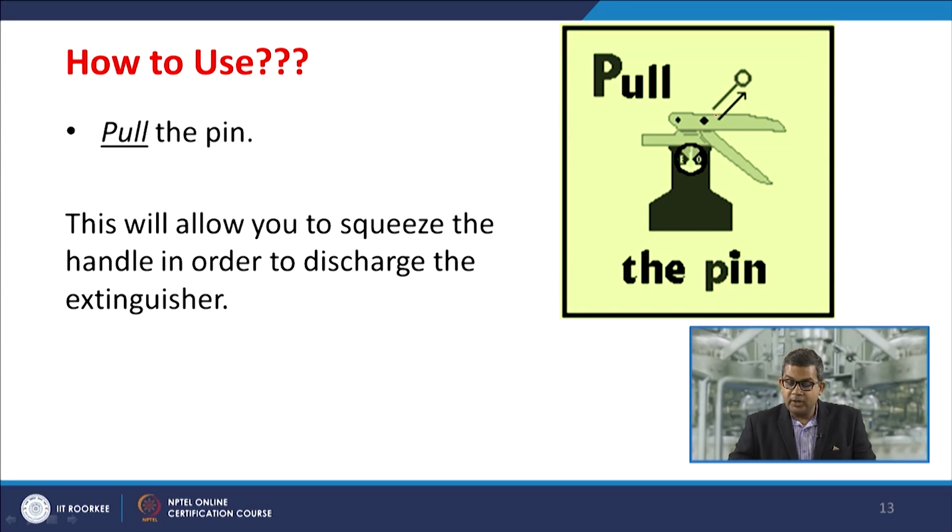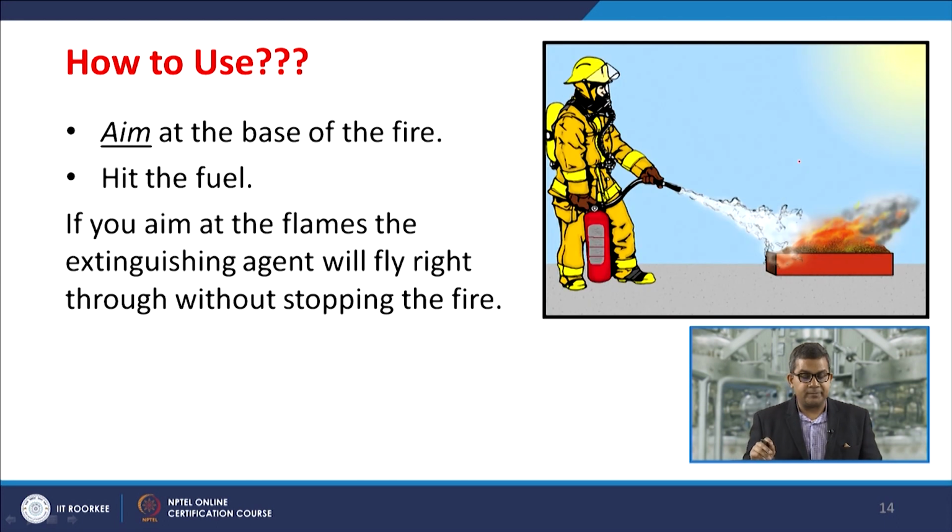Now, the first step is how to use it, that is, pull the pin. As I showed you in the anatomy of a fire extinguisher, there is a pin. So, you need to pull that pin out. This will allow you to squeeze the handles in order to discharge the extinguishing media towards the fire. Then you need to aim the fire extinguisher like this.